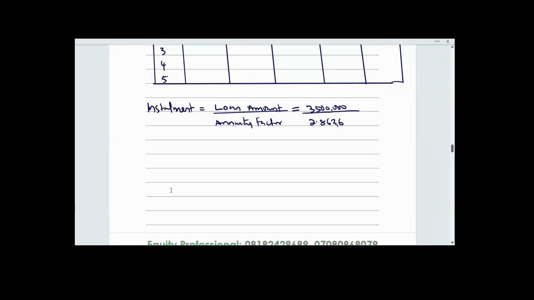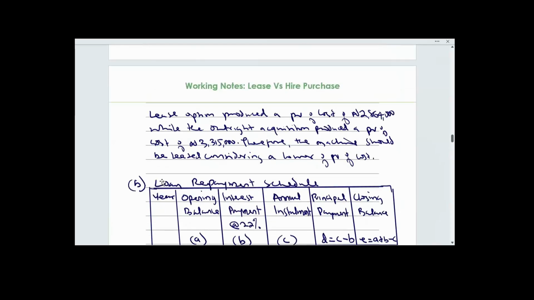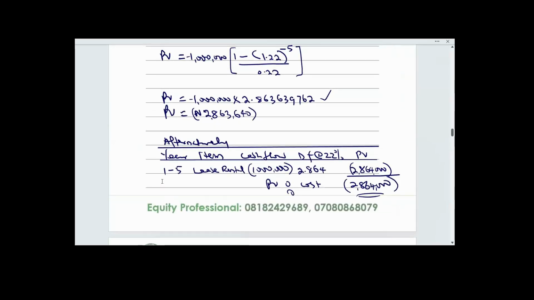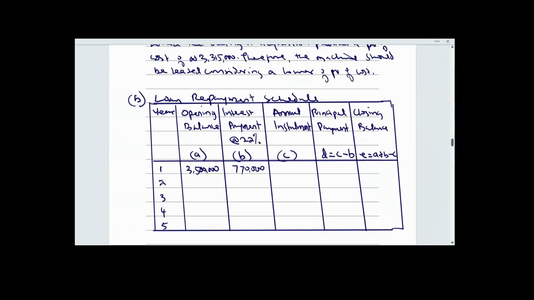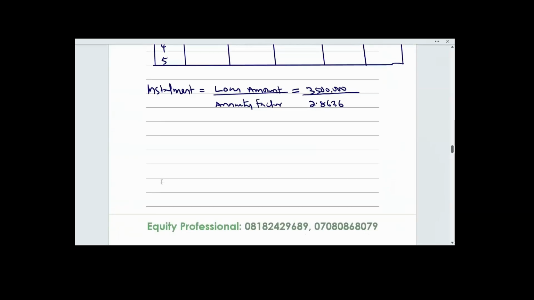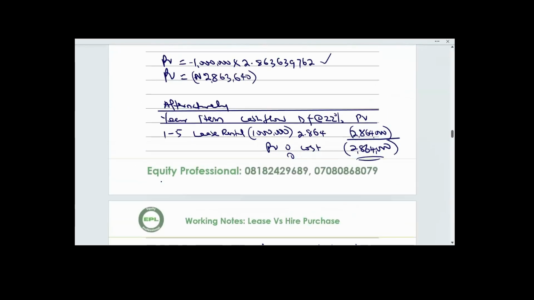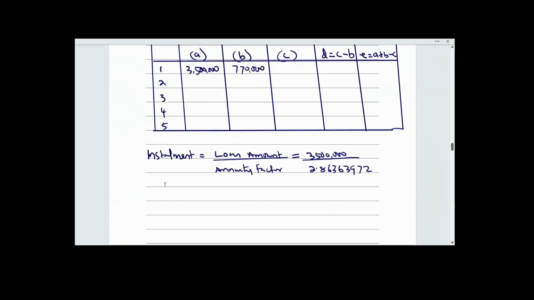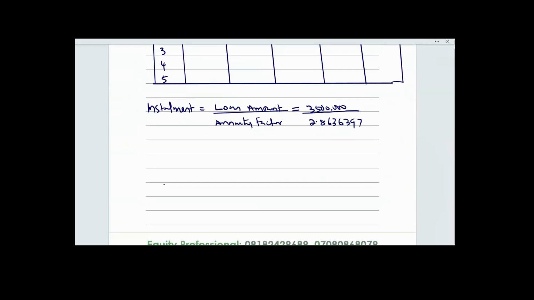634. Let me check again. We have it up there. Yes, 2.863639762. Please, at this stage, you must ensure that you don't round your number, because if you round your number, you are not going to get the actual, the closest figure that you are supposed to get. 2.863639762. So like I said, in your calculator, you remember these numbers, this is what we have in our calculator.